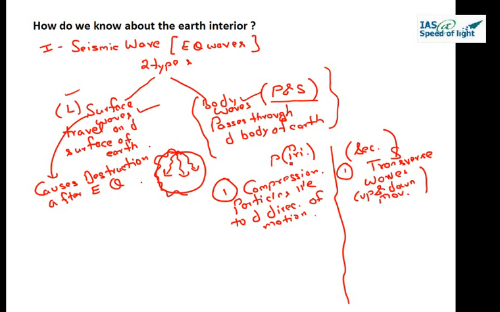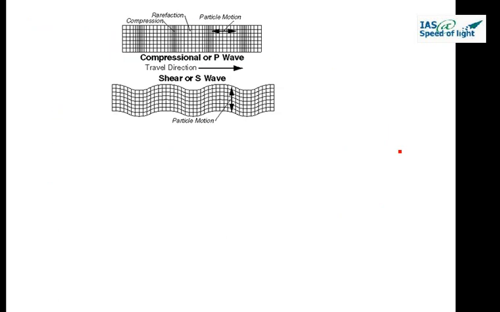Now the basic difference if we see between the primary and the secondary waves, or the P and S waves, is the way they move. Okay, so this is a compressional wave or a P wave, in which the particle will move in the direction parallel to the direction of the motion. Okay, and while the S waves will move like this. So this is the first difference.